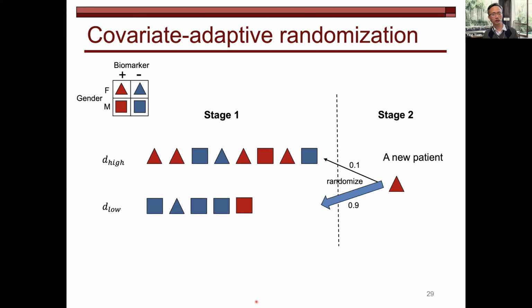And another approach is you skew the randomization. You still want to keep some randomness because otherwise you're under criticism for being totally deterministic. So in here, for example, you can use a 90% chance to assign it to the low dose, and a 10% chance to assign it to the high dose.